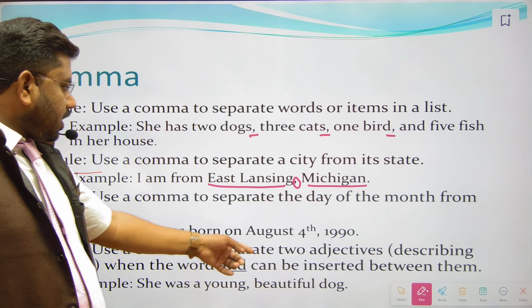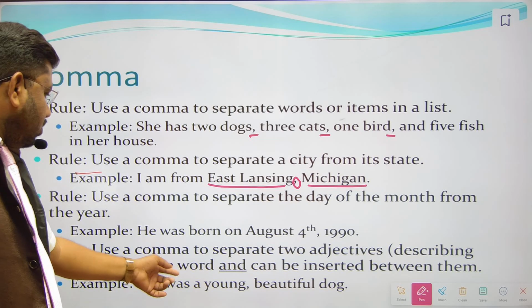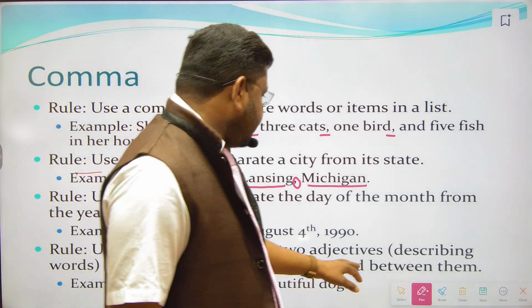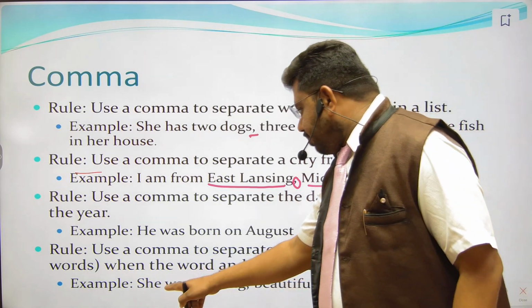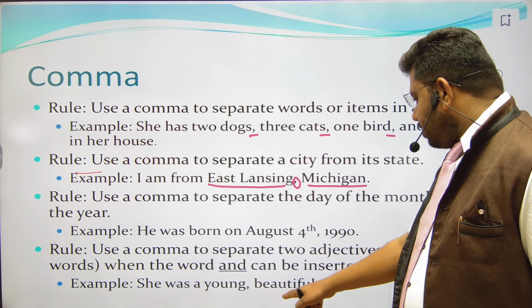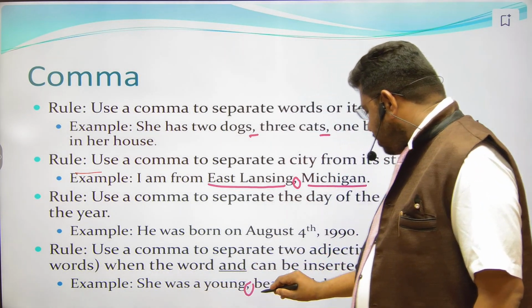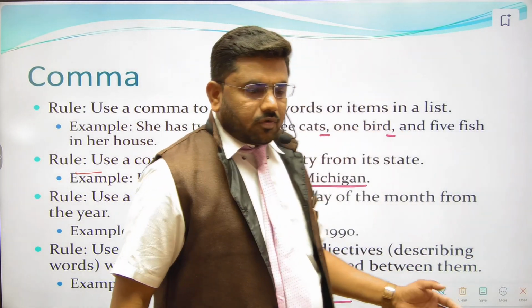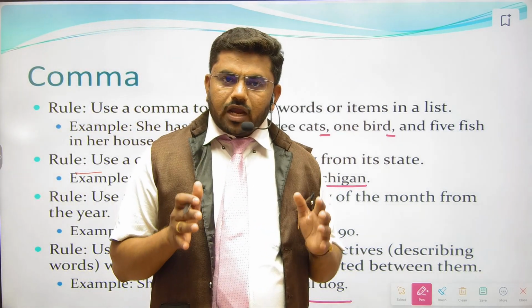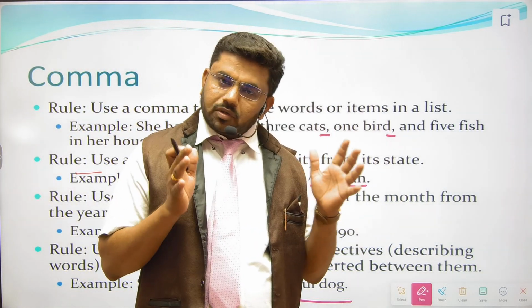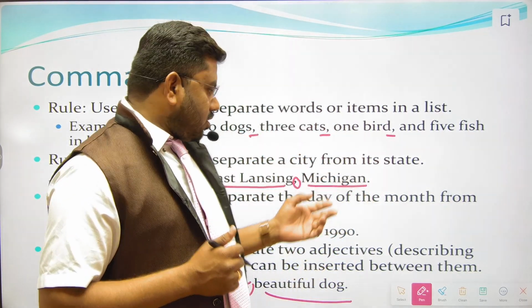Use a comma to separate two adjectives, that is describing words, when the word and can be inserted between them. At that time also we can put the comma. Example: she was a young, beautiful dog, and we have kept a comma there. Again, if you want to say Ram, Ganesh and Mohan, then between Ram and Ganesh also we have to put a comma, because there are two words and a little pause. Okay, next.